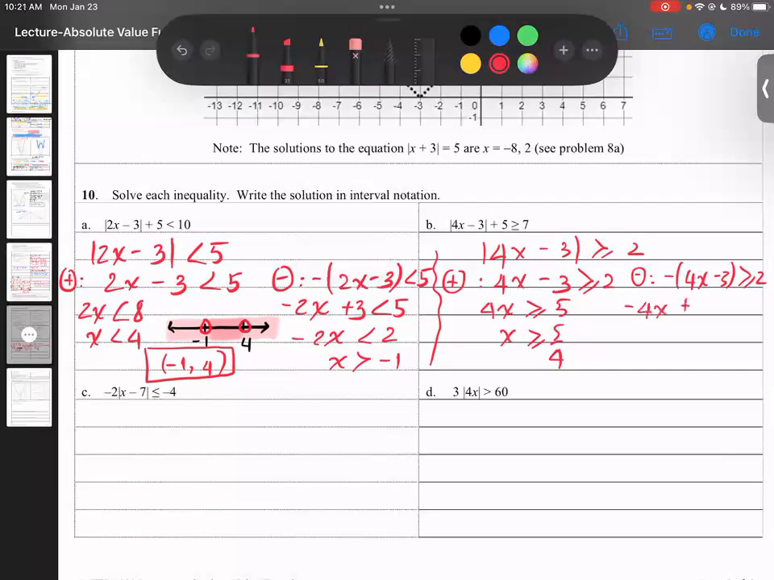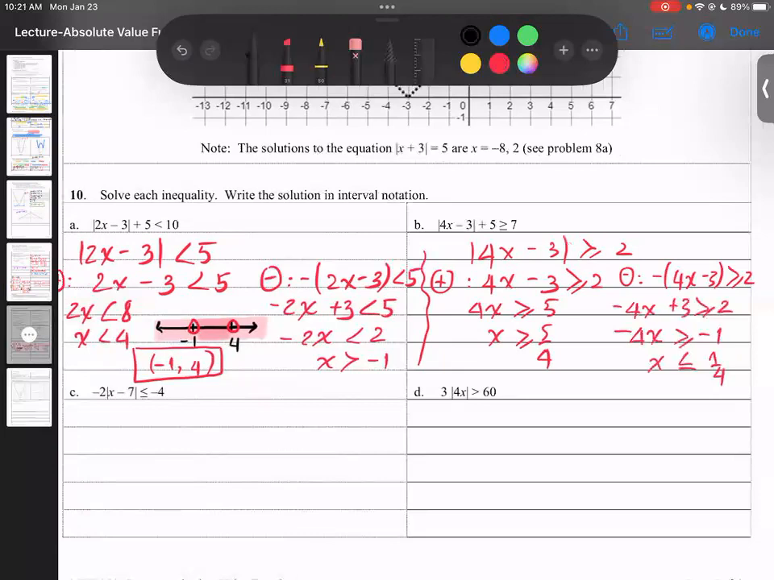Negative 4x plus 3 greater than or equal to 2. Negative 4x greater than or equal to negative 1. Divide both sides by negative 4. X less than or equal to 1/4. Yes. So 1/4 first, and then 5/4. Both are included, so I'm going to use a solid dot. X is greater than or equal to 5/4, and x is less than or equal to 1/4.